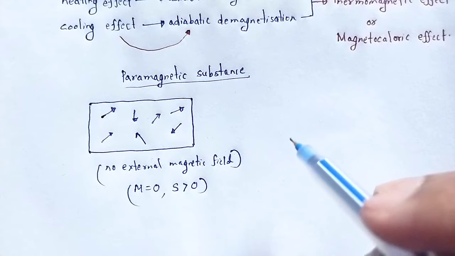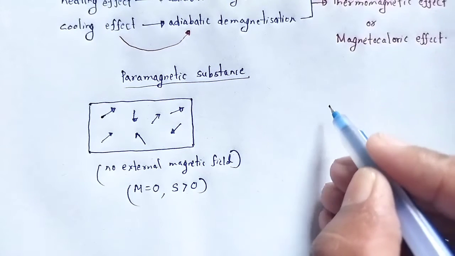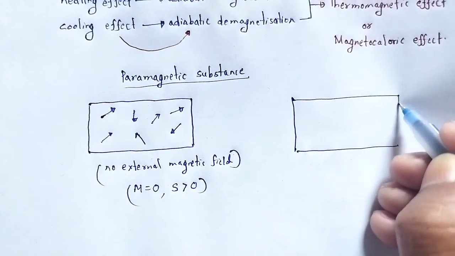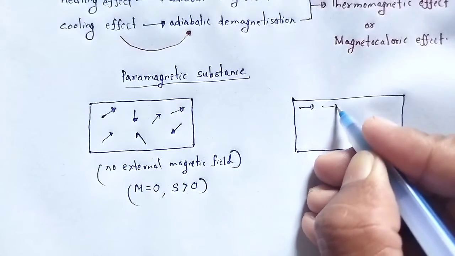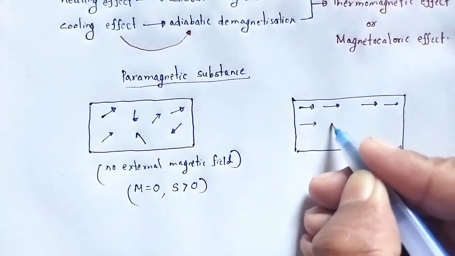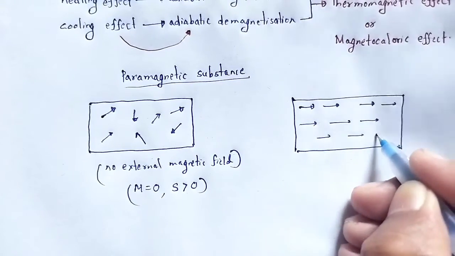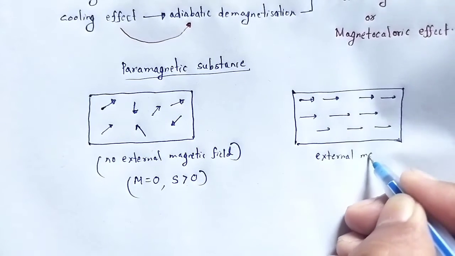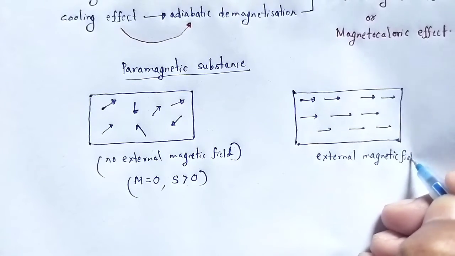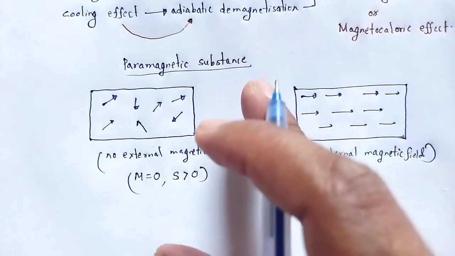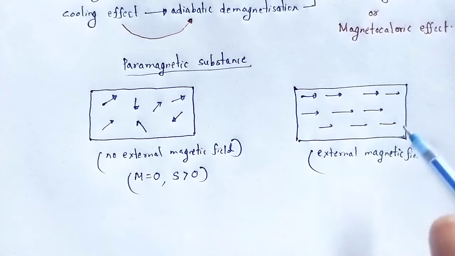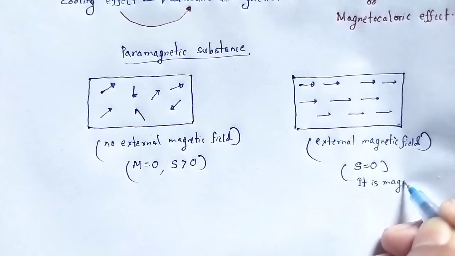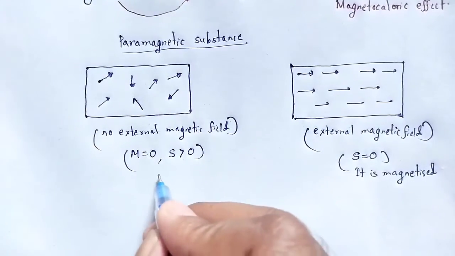When the paramagnetic substance is magnetized, we apply an external magnetic field. The tiny magnets are aligned along the applied external magnetic field. Due to this alignment, the paramagnetic substance becomes magnetized, and the randomness, meaning the entropy, goes to 0. Here that one is demagnetized.